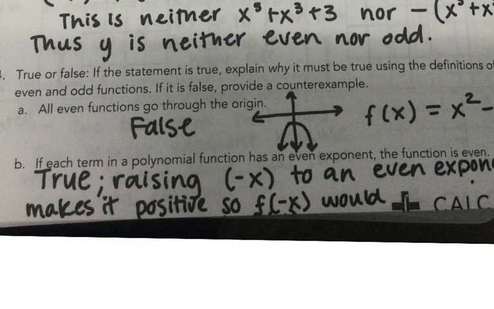B, if each term in a polynomial function has an even exponent, the function must be even. Well, I kind of just ruined this, and I didn't even know it. You guys know I don't read ahead like I'm supposed to. So if every term in a polynomial has an even exponent, then when I plug in and square it, or raise it to the 4th, or raise it to the 6th, it becomes the positive of that negative x that I plugged in. So because everything becomes positive, that means everything will match the sign that it was originally. And so it actually turns out it is even.